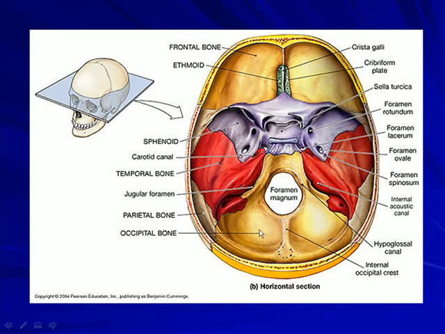You should recognize these smooth surfaces, and I think I have another photograph that'll show it even better. Smooth grooves that lie within the bones inside the skull where blood vessels and nerves will course.